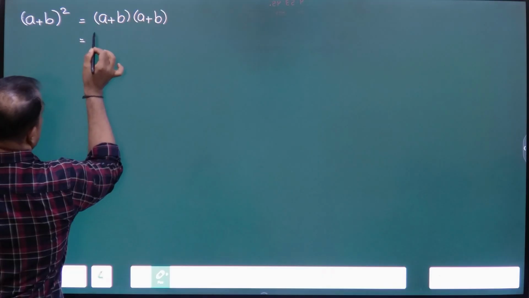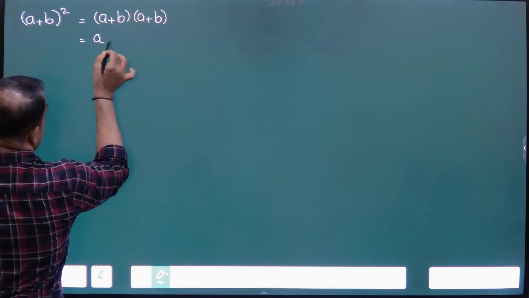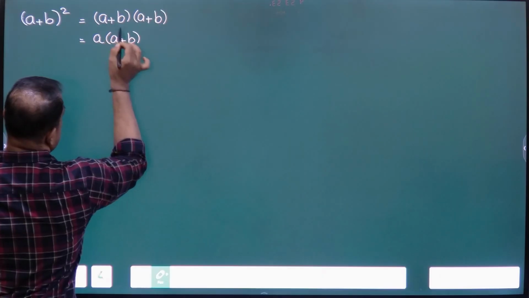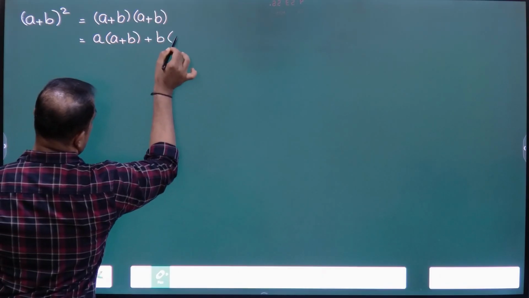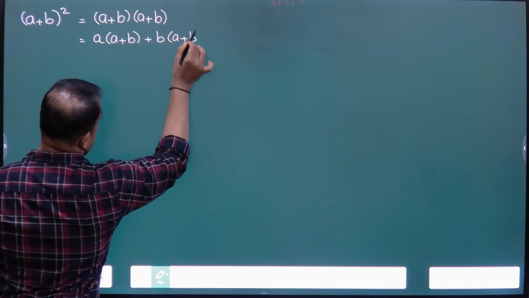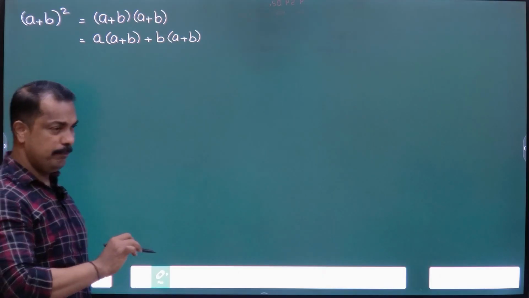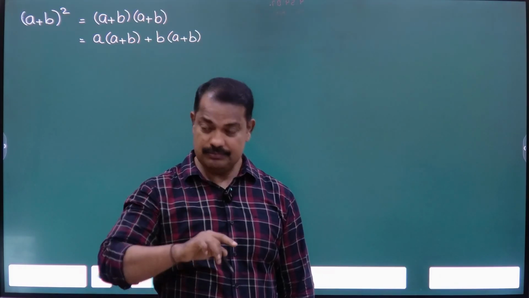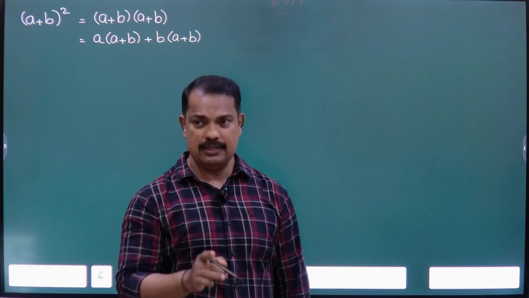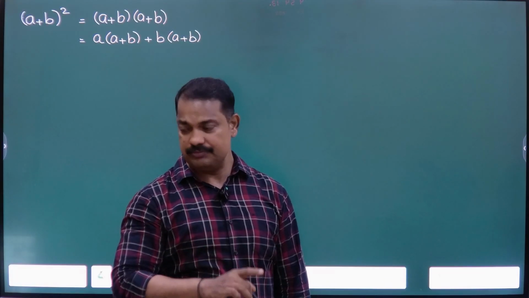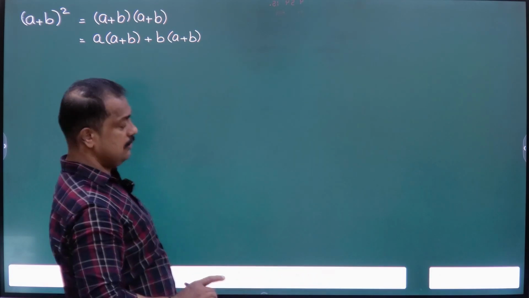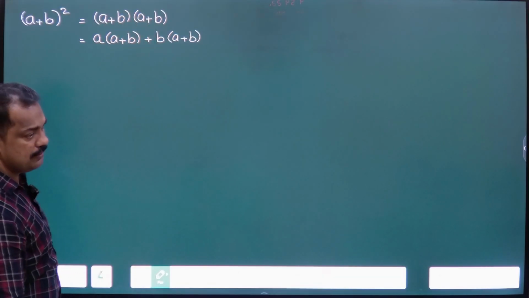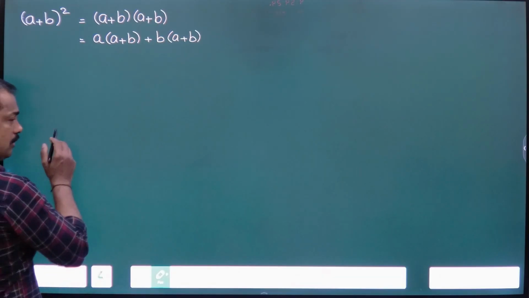Now distributive law. First term A into A plus B, next plus B into A plus B. This is called distributive law. Multiply the first term of the first number with the second term, plus second number of the first term with the second term. So A into A plus B plus B into A plus B. Now open the bracket.